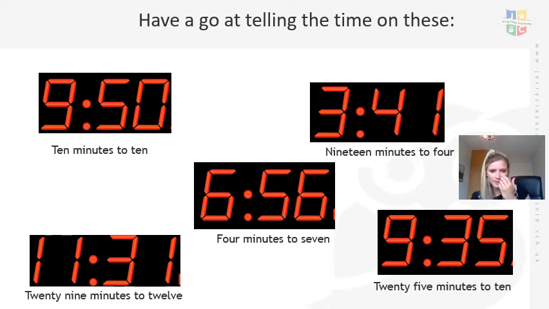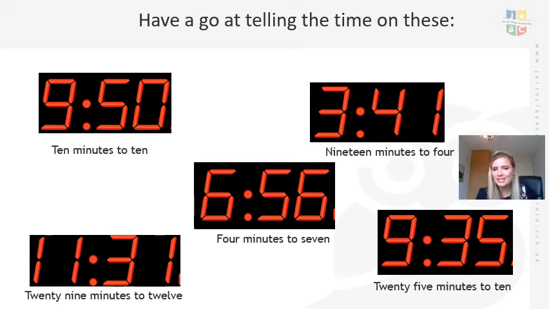For the bottom left one, of 11:31, we know that there are 60 minutes in an hour, so if we do 60 take away 31, we would get 29, and the next hour we will be trying to get to will be 12, because we've already got 31 minutes past 11, we will be 29 minutes to 12.